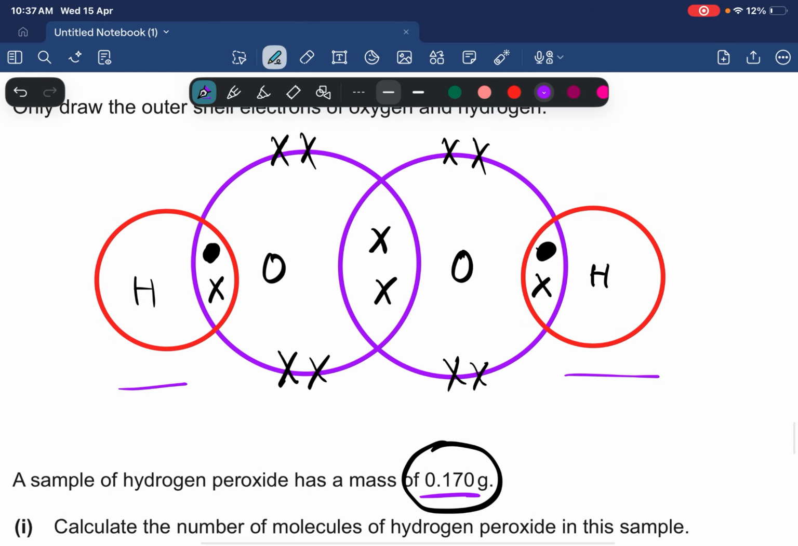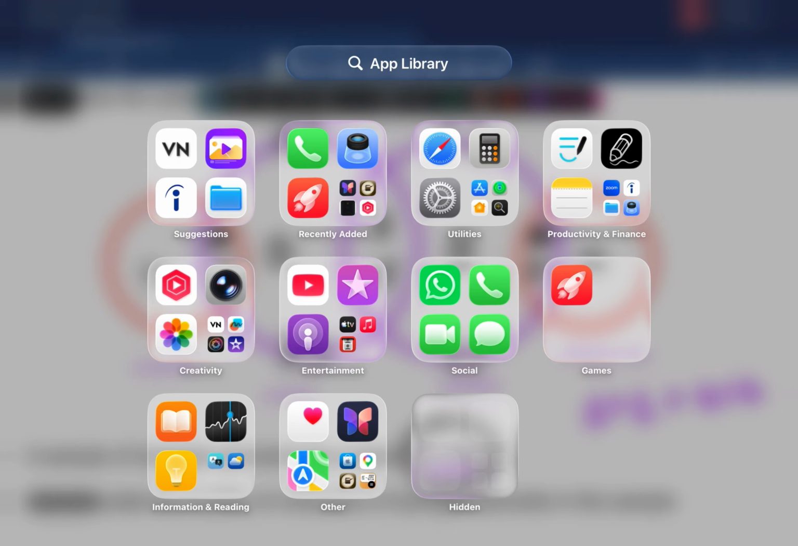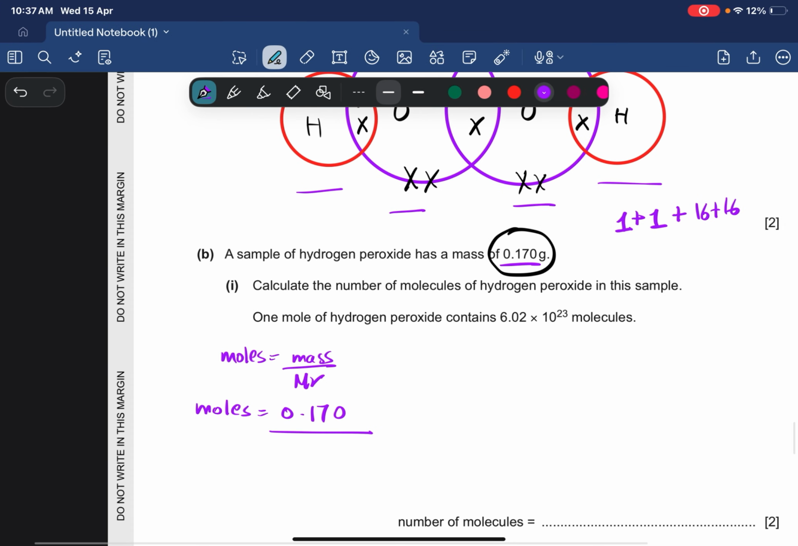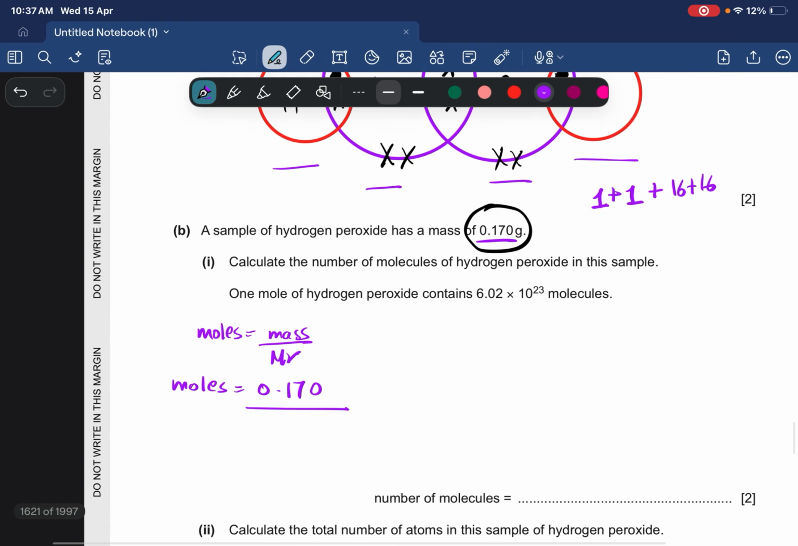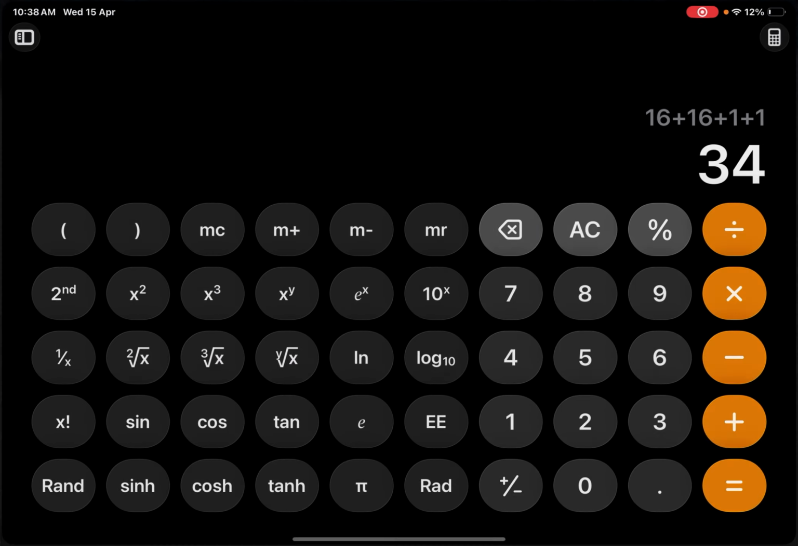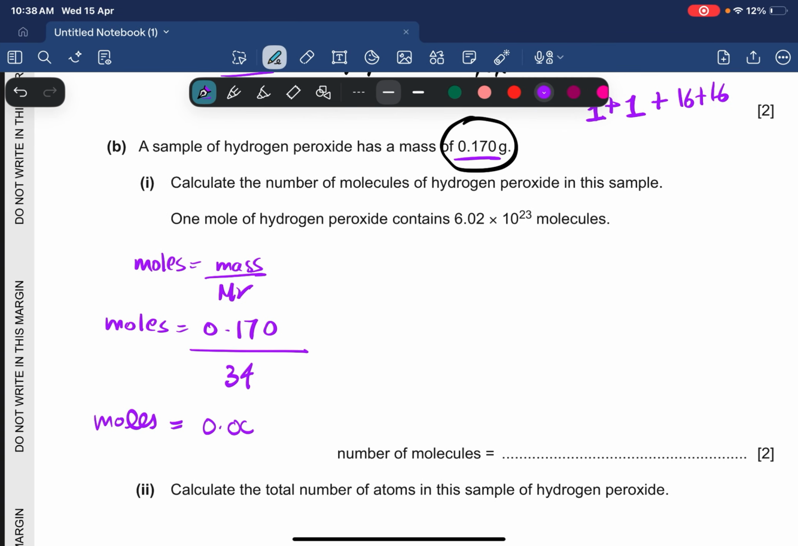2 hydrogens. 1 hydrogen is 1, so 1 plus 1. 2 oxygens. 1 oxygen is 16, so 16 plus 16 plus 1 plus 1 is 34. But you know what? I want to show the examiner my workings. My moles come out to be 0.170 divided by 34, which is 0.005. 0.005 moles. We got the moles.